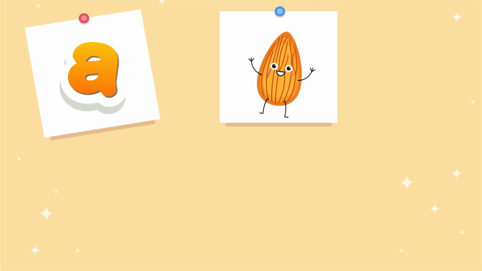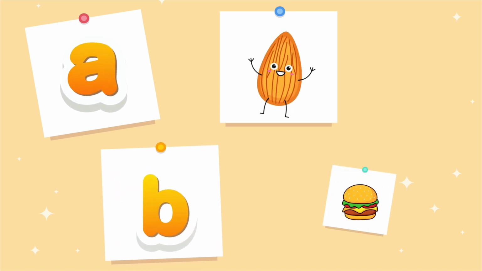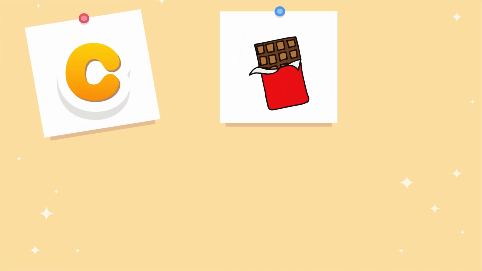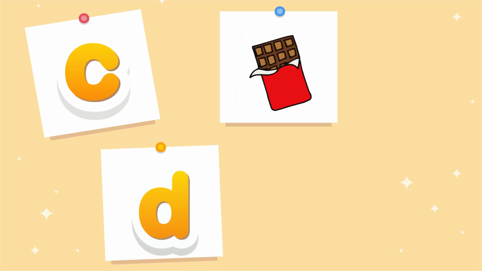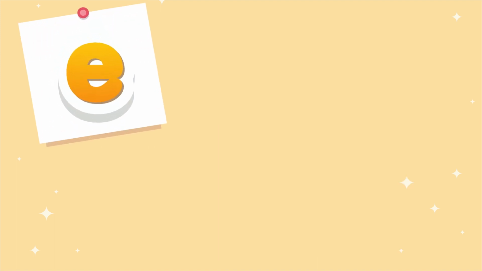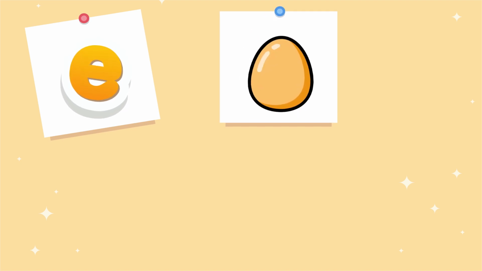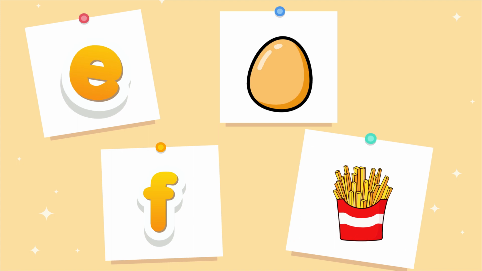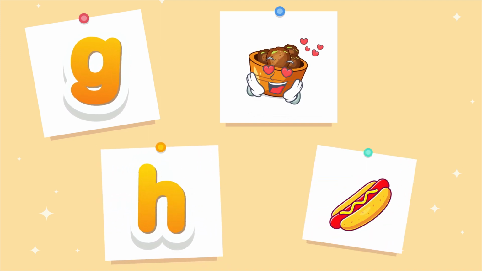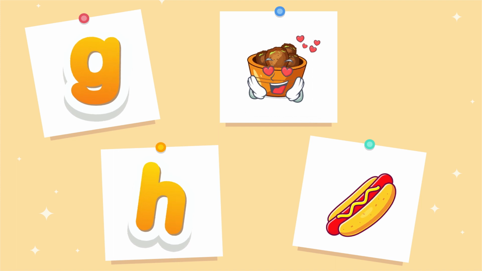A is for almond joy. B is for burger. C is for chocolate. D is for donuts. E is for egg. F is for French fries. G is for gulab jamun. H is for hot dog.